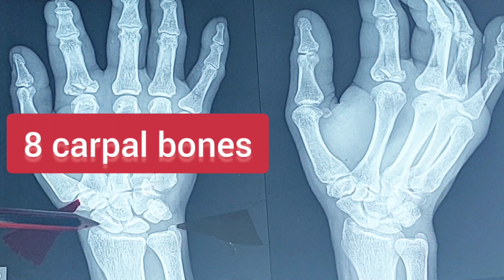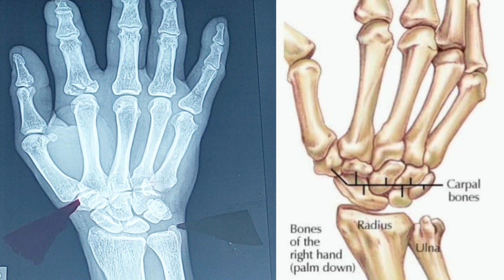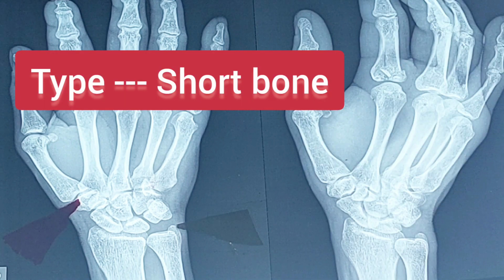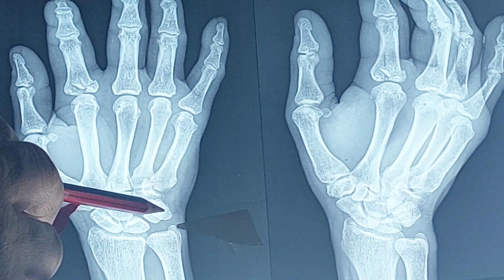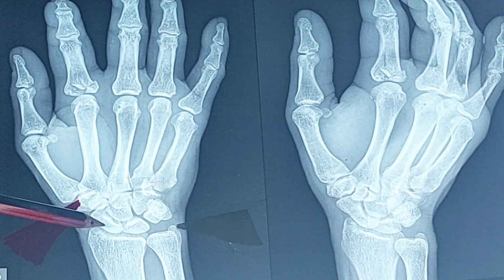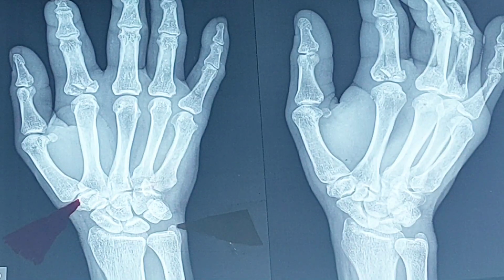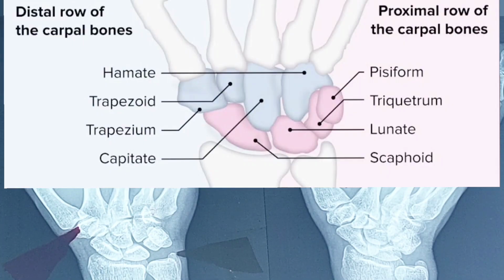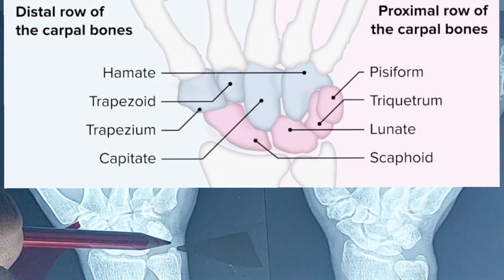And here there are 8 carpal bones. I told you all these carpal bones are short bones and they ossify after birth. And these carpal bones are arranged in 2 rows. One is the proximal row and this is the distal row. These 4 bones are the proximal row, and these 4 are the distal row. And you may be asked, what are the bones of the proximal row and what are the bones of the distal row? This is the lateral side because this is the radius, and this is the ulnar, medial side.